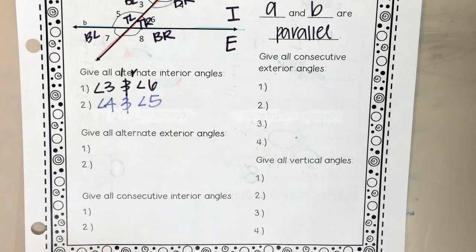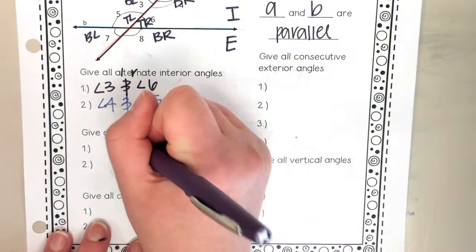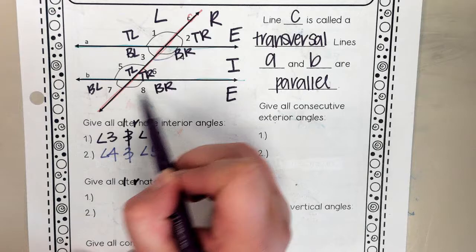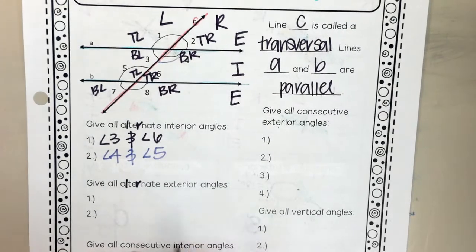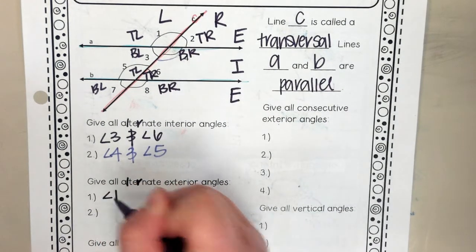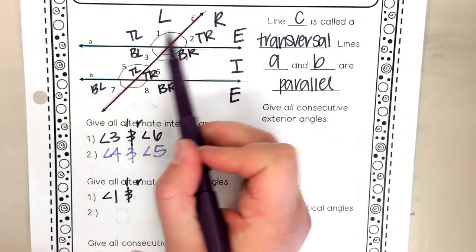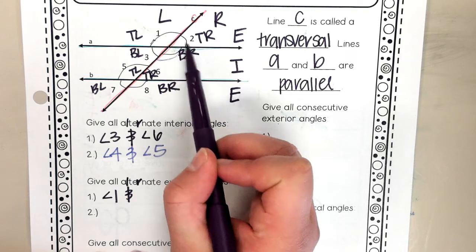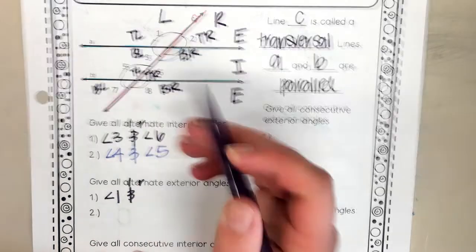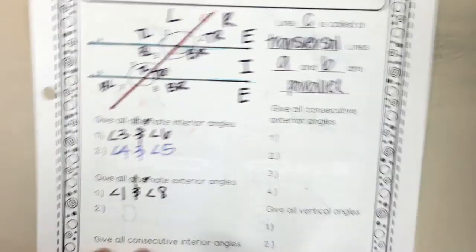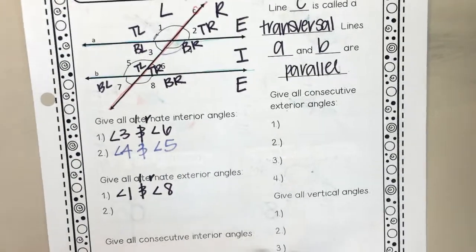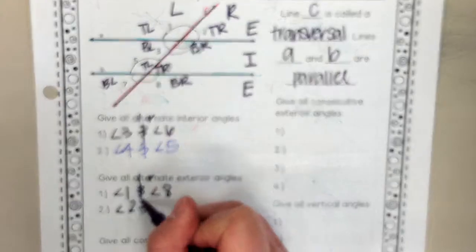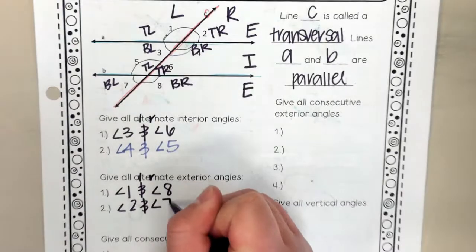Then if I look at the other one, it says alternate left and right exterior. So I'm on the exterior: 1, 2, 7, and 8. If I use angle 1, which one's the alternate exterior of angle 1? Well, I've got to go on the other side, so the right side. Angle 2 is too small, so angle 8 is the other congruent one. Those are equal. And if I pick angle 2, the alternate exterior would be angle 7.